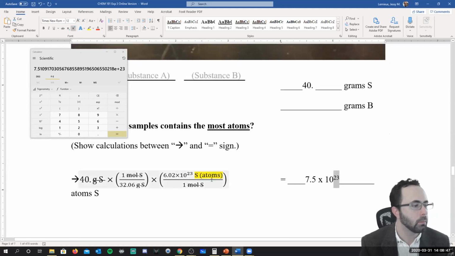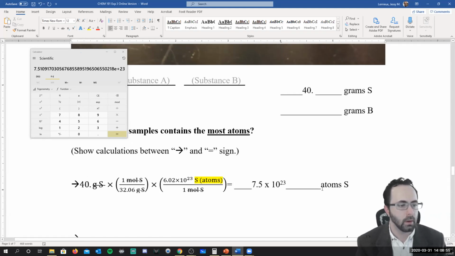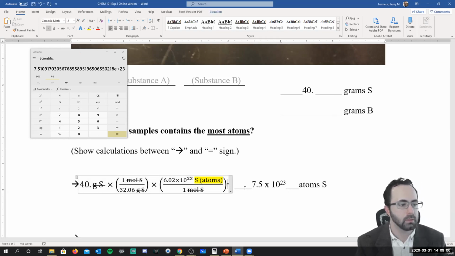I think my stuff went to the next line. Let me make sure to fix that. Doesn't look so great. Yeah, well, it works.